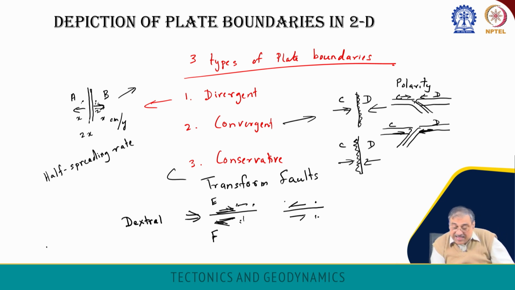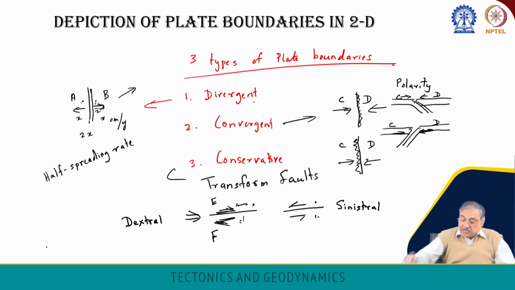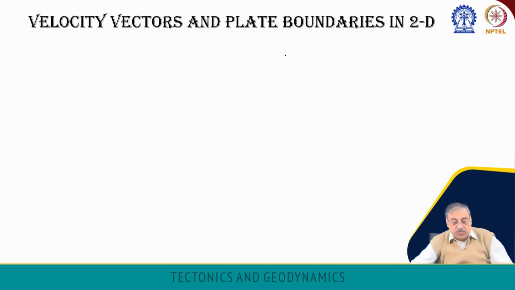This, on the other hand, is left-handed. So, the term that we use here is that it is a sinistral transform fault. So, you have a dextral transform fault and you have a sinistral transform fault. Two different types of transform fault to differentiate between divergent, convergent and conservative boundaries. Now, let us think of how we would show these as velocity vectors in two dimensions. So, let us say we have velocity vectors and we have plate boundaries in 2D. We can depict these in different ways.